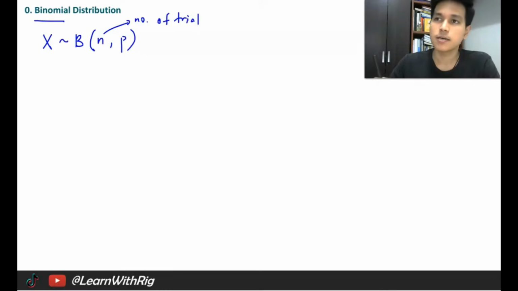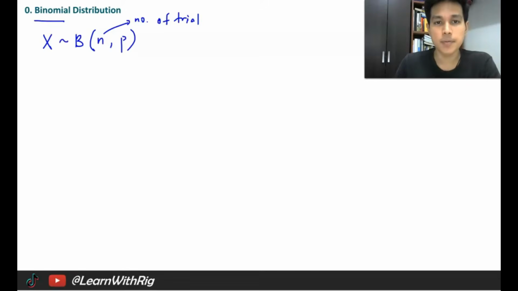For example, let's say you want to do a survey. You want to find a probability of something, so you do a survey. Out of the survey, let's say 10 people are chosen to be part of this survey. So the number of trials is the 10 people. The number of trials is basically how many times you are attempting this, or how many people are involved.